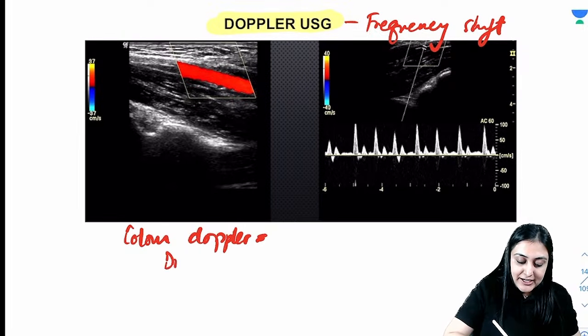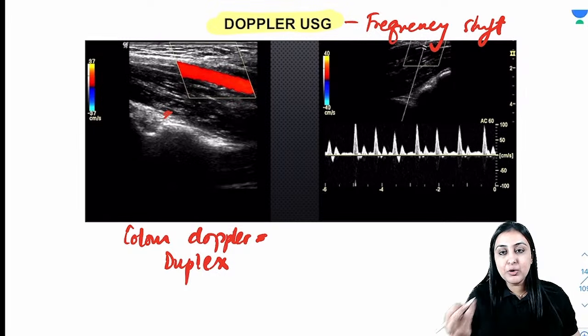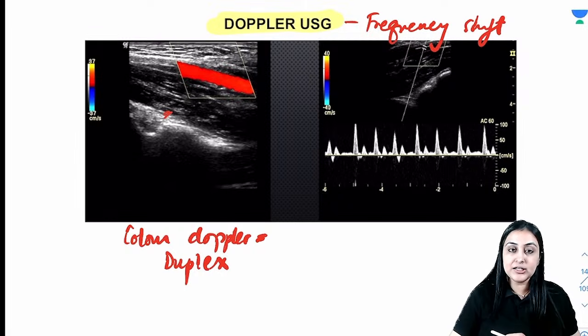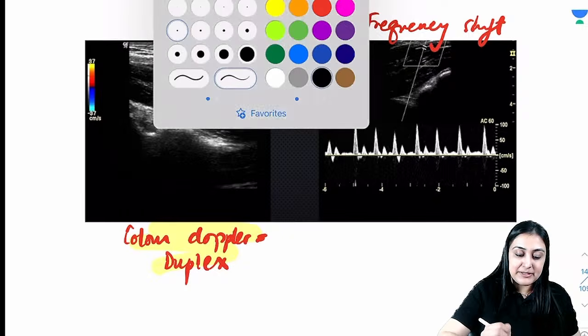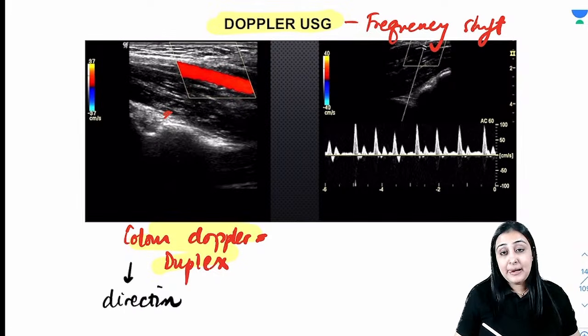All right, so this is also called as duplex ultrasound because here I am combining my normal ultrasound, which is called B mode, brightness mode ultrasound, with a color. This is called duplex or color Doppler, which tells me what? This tells me the direction of blood flow, right? So this is called as direction of blood flow.